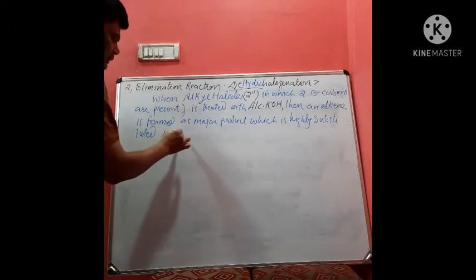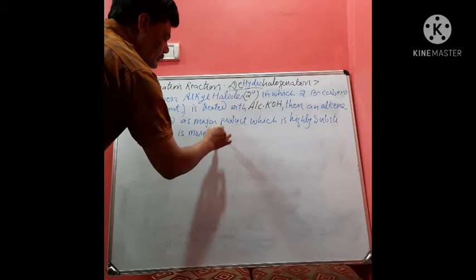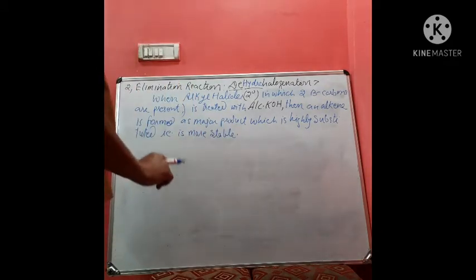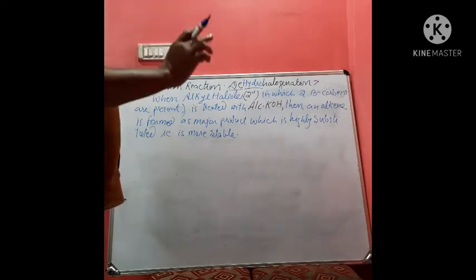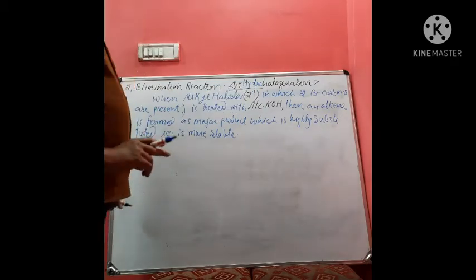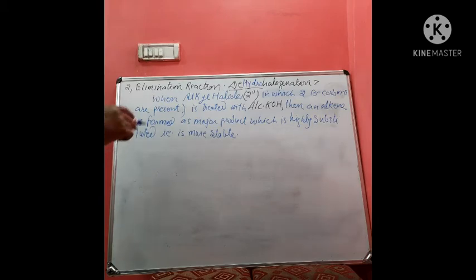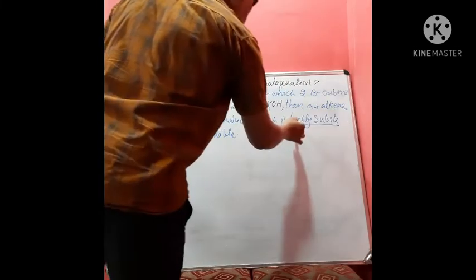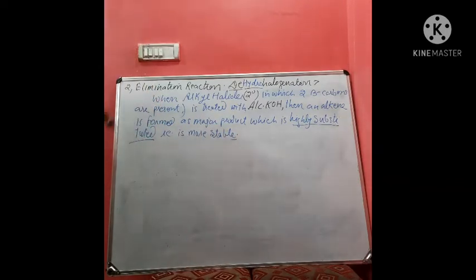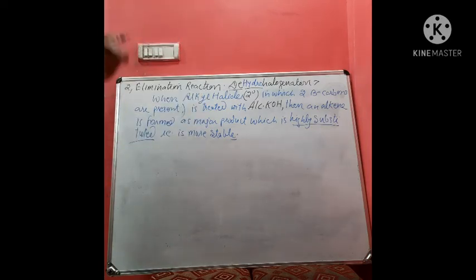That is more stable. Means what? Here there will be the choice. Okay, two types of alkene may be formed, but the major product will be the one which is highly substituted, or which is more stable. Now, in which sense and how can we explain its stability?